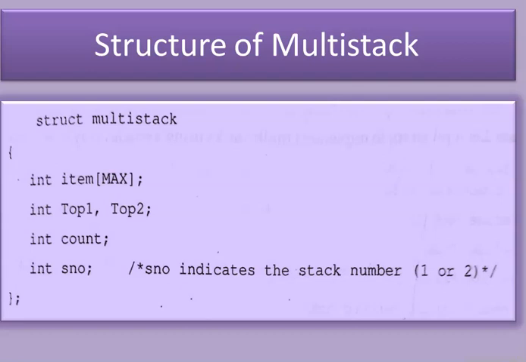So for that we will be including a member named as count. So value of count should never exceed max. For example, if we declare max as 15, then its indices will be from 0 to 14, but the number of elements in it will be 15. So the value of max is the maximum number of elements present in the array item.